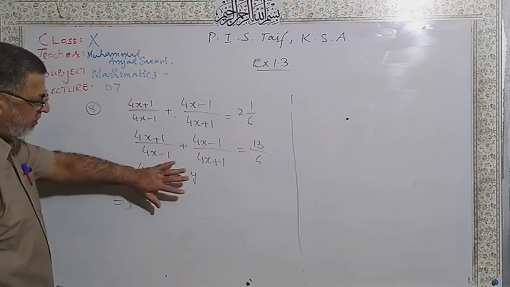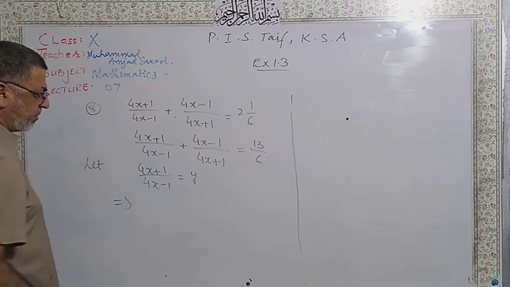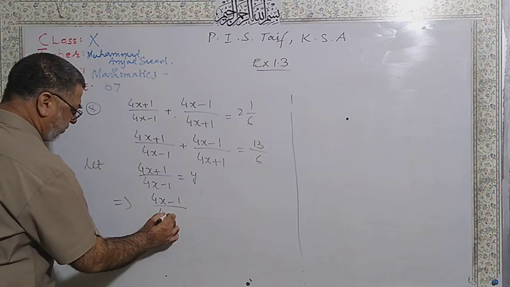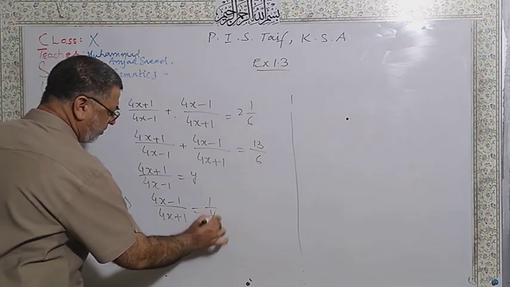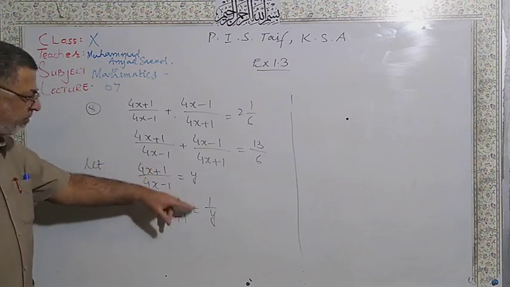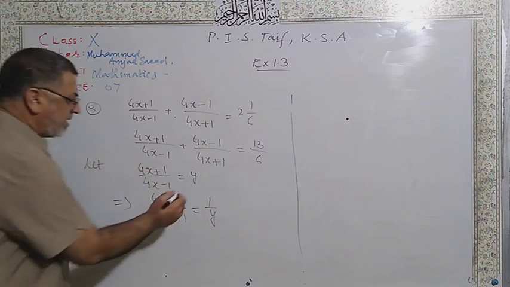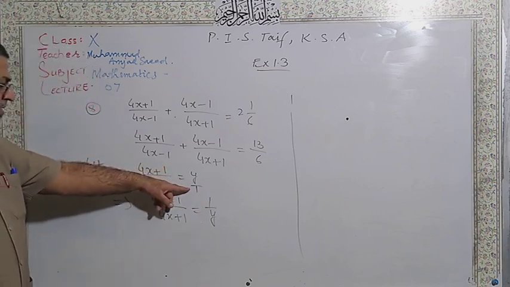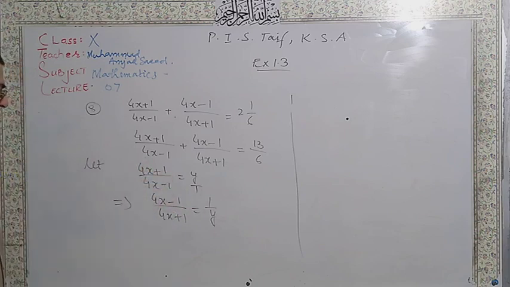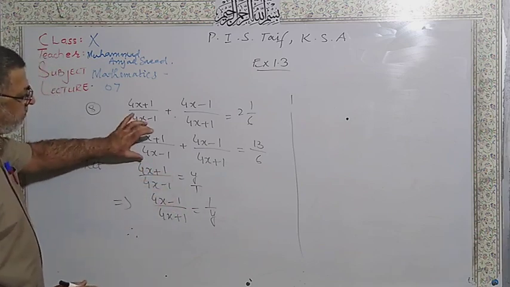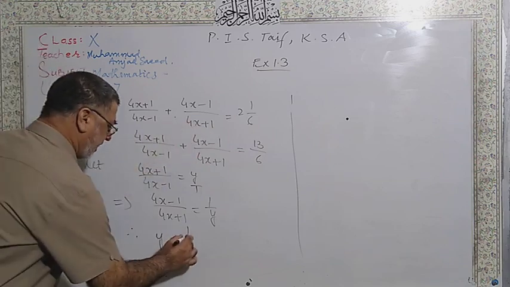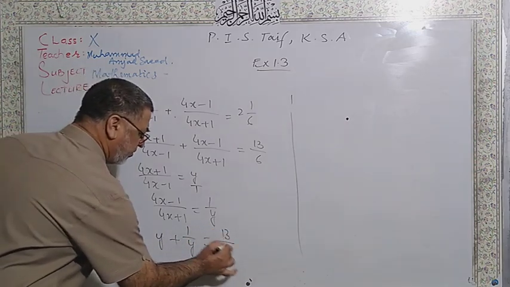Then if you have the reciprocal on both sides, 4x minus 1 over 4x plus 1 is equal to 1 over y. Remember that this is y over 1. When it is reciprocal, it becomes 1 over y. Actually, 1 is not written here, but there is always a 1. So y over 1 can be written as 1 over y, taking reciprocal. So what is the benefit of that? Instead of the first term you have y, and instead of the second term you have 1 over y, is equal to 13 over 6.